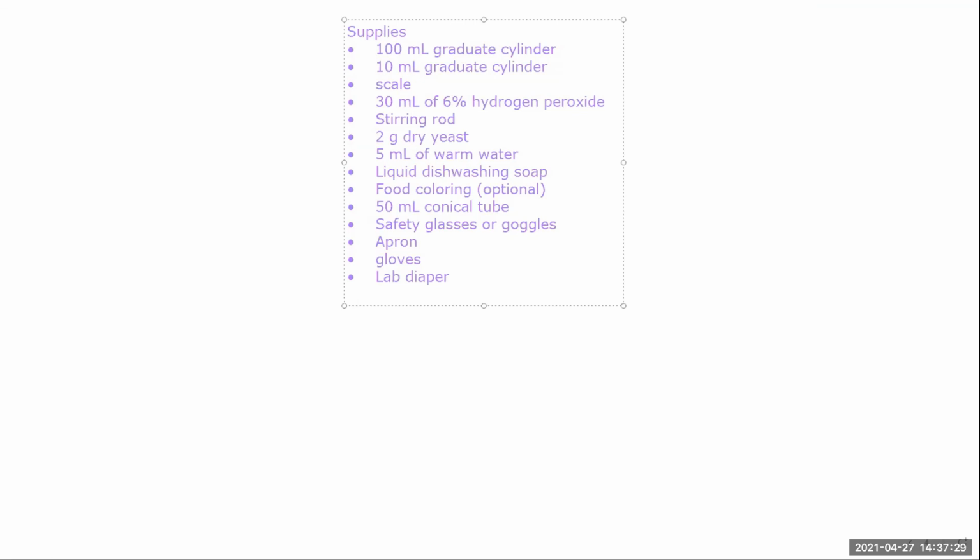Dr. Henry, it doesn't matter what hydrogen peroxide bottle I use? It doesn't matter. It'll be fine. Mine says it's 3%. That'll be fine, but you're going to use 60 mils of it instead.